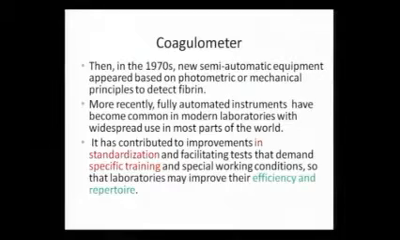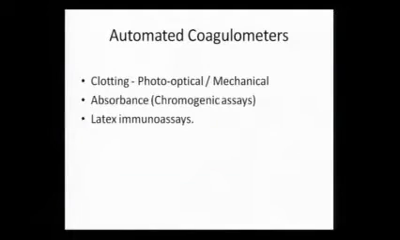It has contributed to improvements in standardization and facilitates tests that demand specific training and specific working conditions, so that laboratories may improve their efficiency and the repertoire of tests that can be made available to clinicians. The coagulometers we generally have are those which do clotting detection by photo-optical or mechanical methods. They use chromogenic assays using the absorbance principle, and then you have the latex immunoassay, which can measure proteins quantitatively.